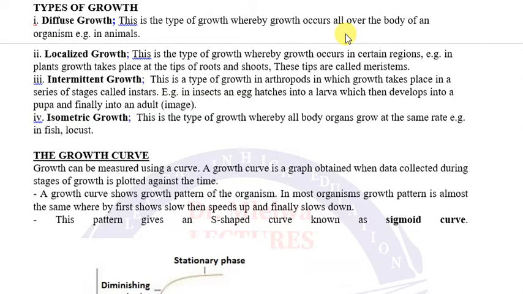Kwa hiyo kiujumla tu ni kwamba isomeric growth anakuwa mwili mzima unakuwa kwa pamoja. Kwa samaki ni kwamba speed ya kukua kwa mkia na speed ya kukua kwa other organs kwenye huyo samaki zinafanana, and for that reason ndio maana tunaita kama ni isomeric growth. Iso means the same. Meric ni kama measurement. So isomeric manake ni measurement of the body, they increase at the same time.